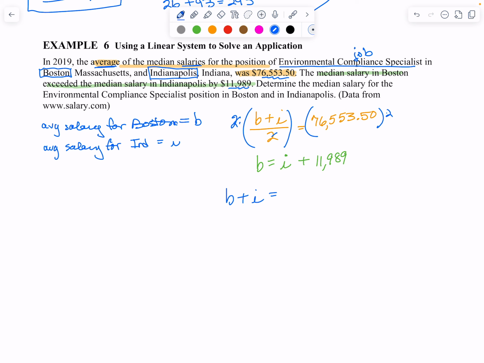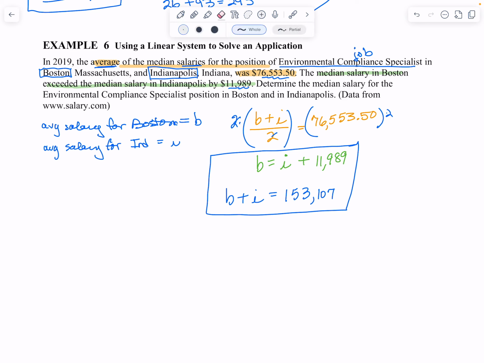Let's see, 76 times 2. It's a bunch of money. 153,107. Okay, so now I'm going to work with those two equations. Okay, so that's my system of equations. I have 2 of them. Notice that my B again is by itself.